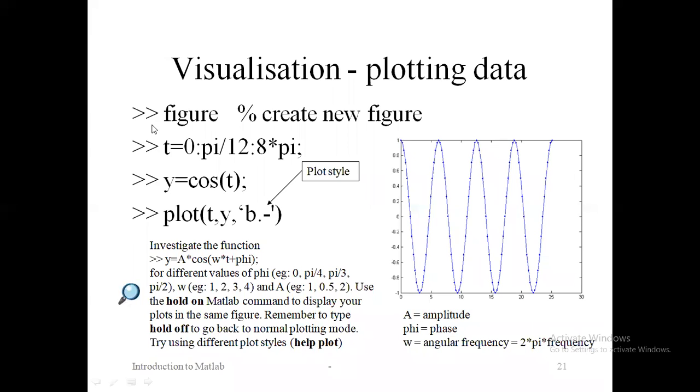You can write it on the MATLAB command window, and suppose you have cos t, with t varying from 0 to 8 pi in gaps of pi by 12. If you want to plot this data, you have to write down the function. Suppose y is cos t, then you write the plot command: plot(t, y), to plot y with respect to t. This is how you can plot any kind of function in MATLAB.